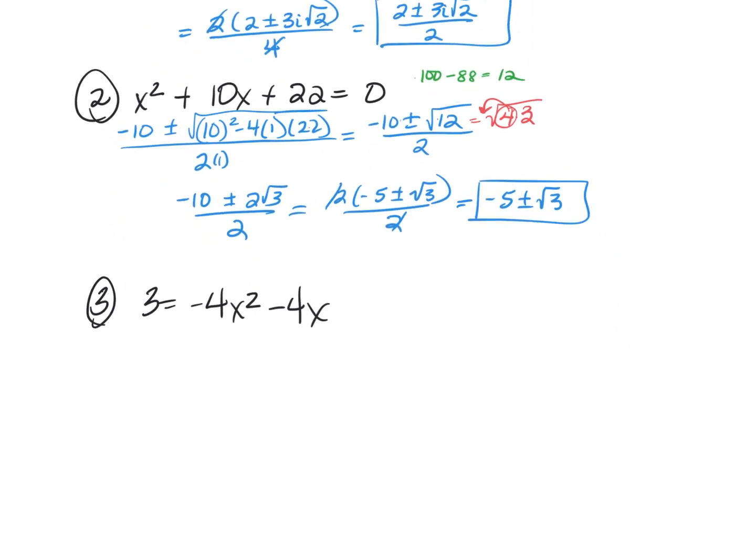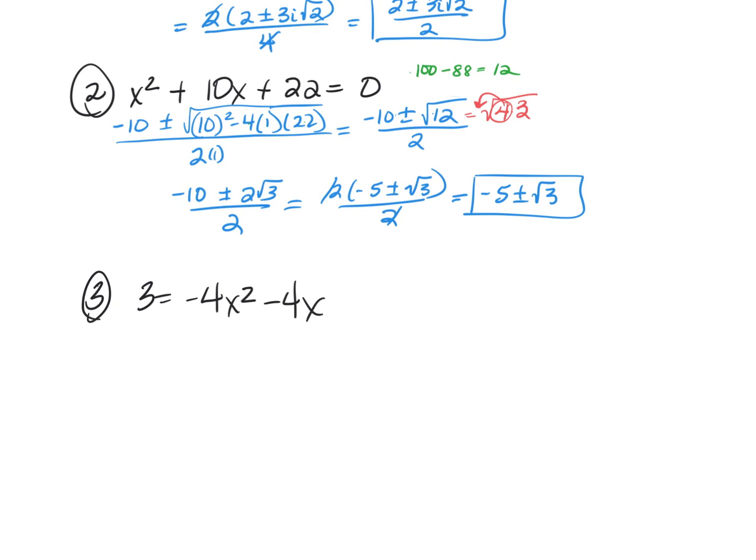Let's try number 3. Last one for today. Now notice it's not in standard form, and the x squared term is negative. That's yucky. We don't want that. So we're going to move everything to one side, and we're going to go this direction so that the 4x squared will become positive. All right, so when I move it, I get 4x squared plus 4x plus 3 equals 0. So now I do the quadratic formula.